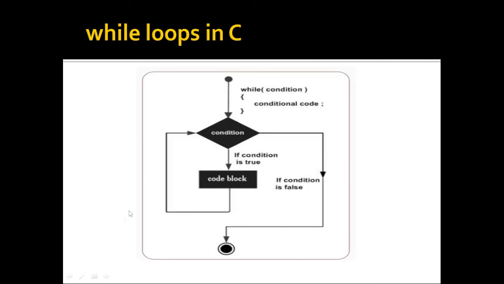So here's the flowchart for this. It will enter the loop. So we have the condition. It will execute the code block. If it is true, then it goes back to the condition. If it is still true, it will execute the code block, condition. True, code block, condition. Until the condition becomes false, so it goes out of the loop and proceeds to the next statement after the while loop.